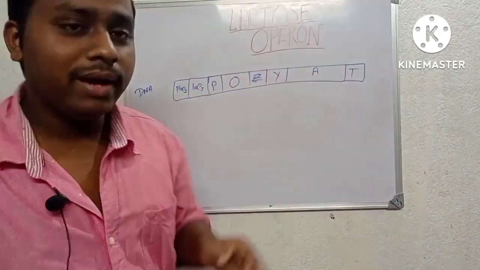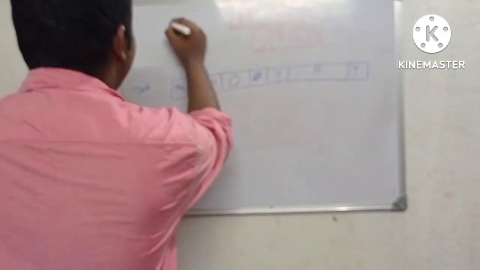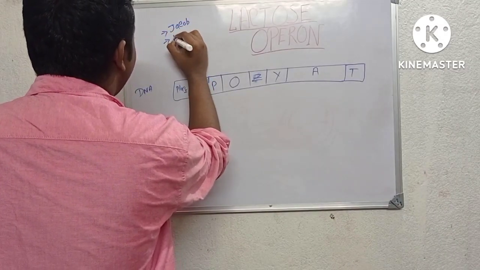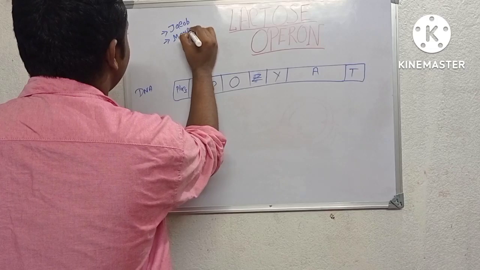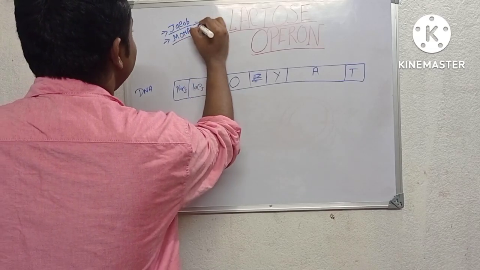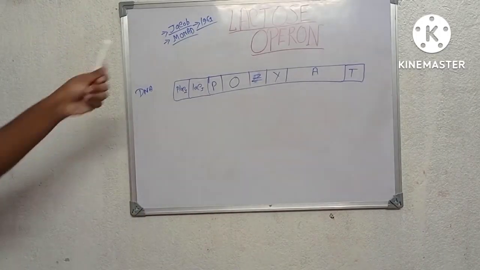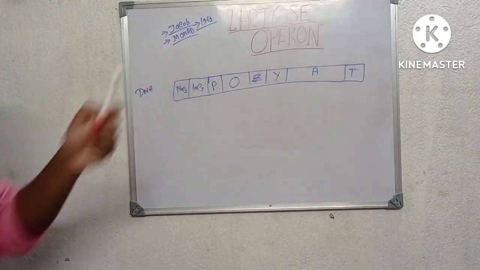It was discovered by two scientists, Jacob and Monod. These two scientists in 1961 discovered this operon system, Jacob and Monod.